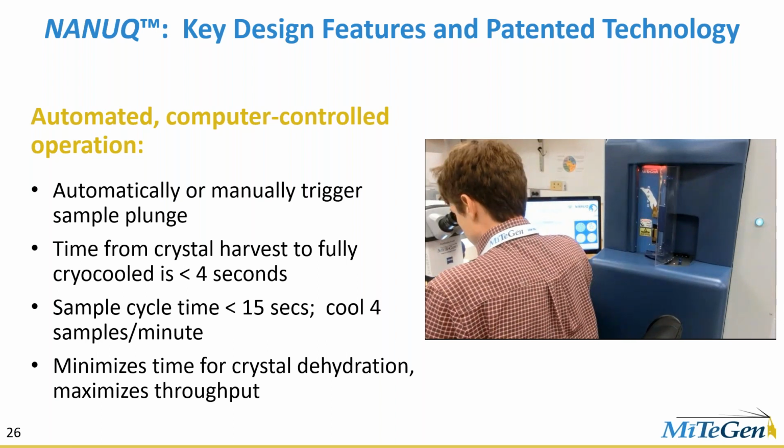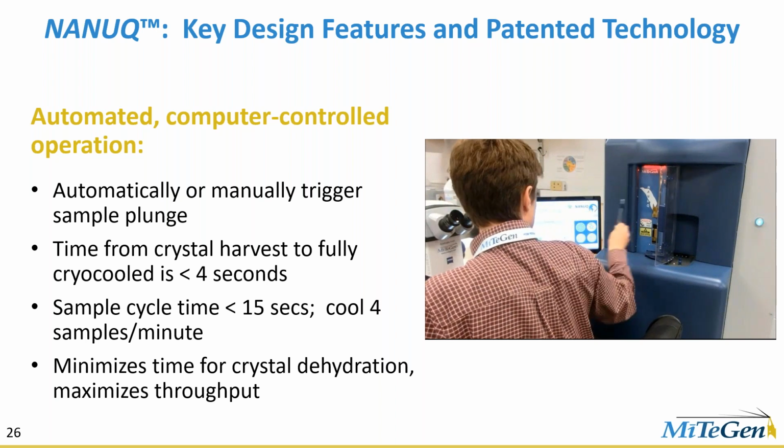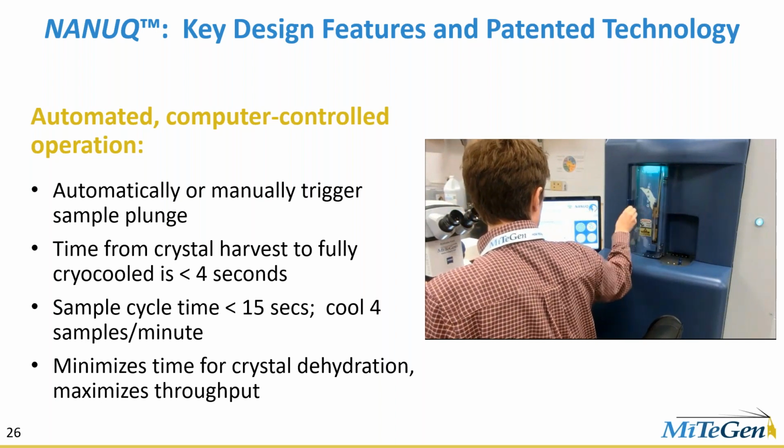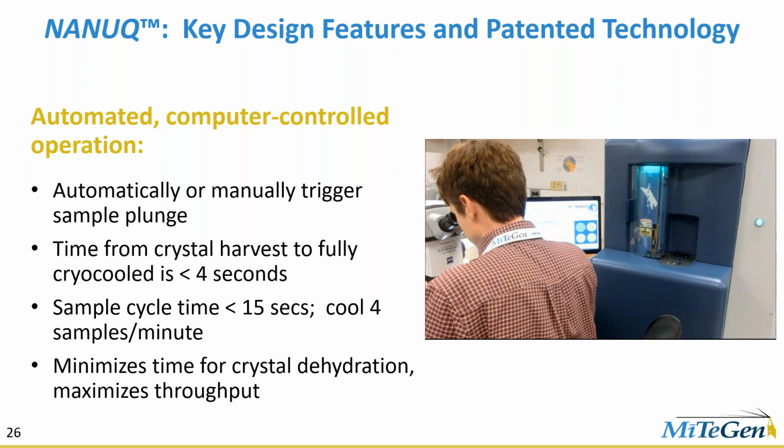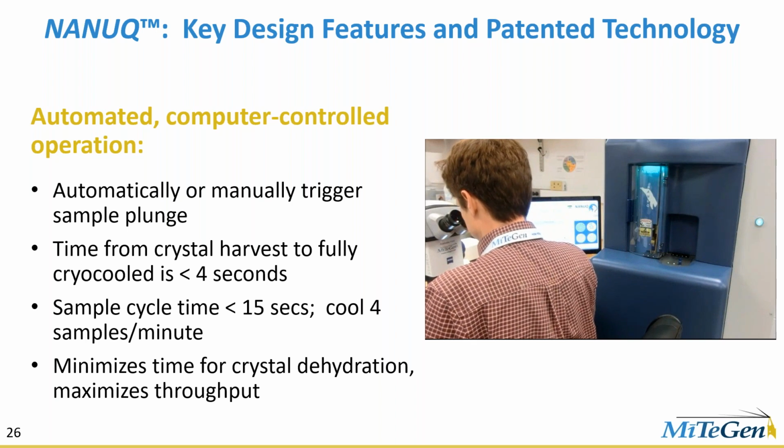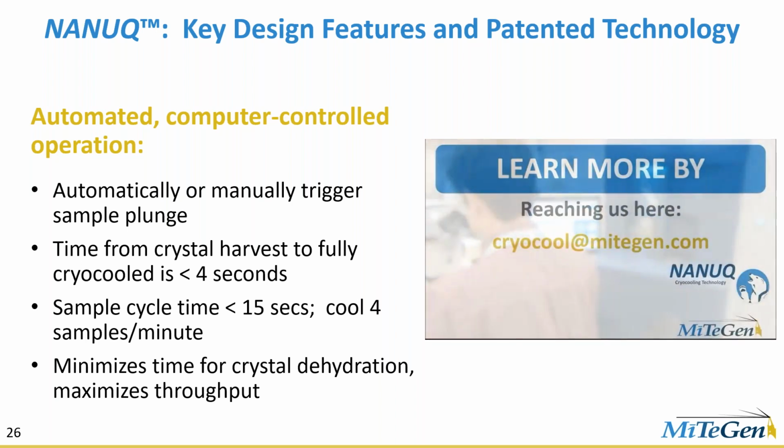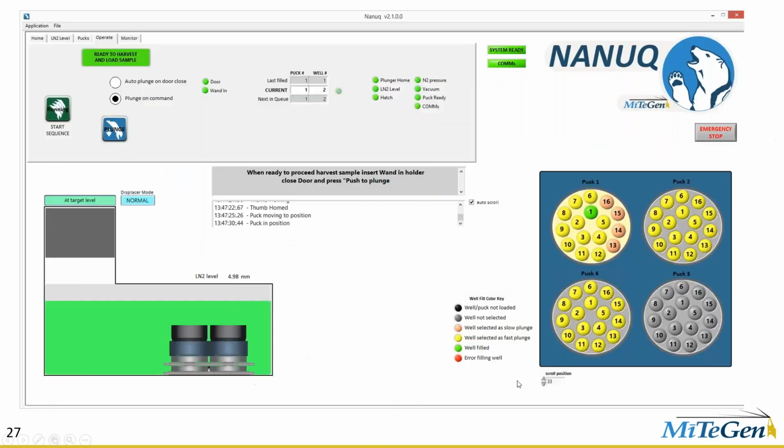So you can see it's a very fast process. There's no real opportunity for samples to dry out. And from harvest to plunge, it's less than 4 seconds. And you can do a few samples per minute. This shows what the computer interface looks like. It's pretty straightforward, gives you complete control of everything you want to have control of in a straightforward way.